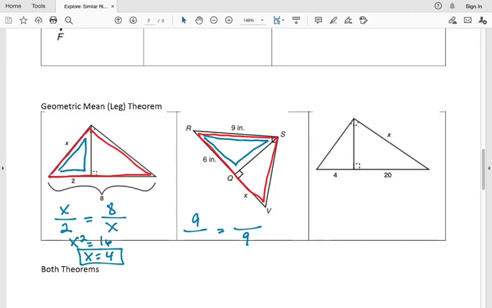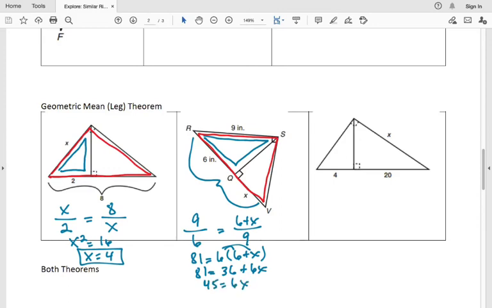So the two numbers that will go in the rest of your proportion will be 6 here, and then this whole length for the bigger triangle will be 6 plus x. Now cross multiply, 9 times 9 is 81 equals 6 times 6 plus x. That's 81 equals 6 times 6 is 36, we're distributing, plus 6x. I'm going to subtract 36 from 81 and I get 45 equals 6x, and then I'm going to divide both sides by 6 and I get 7.5, or you could leave it as a fraction either way, but that would be your answer.